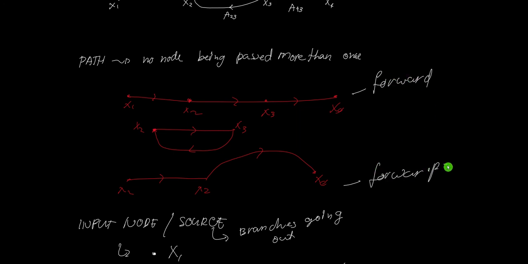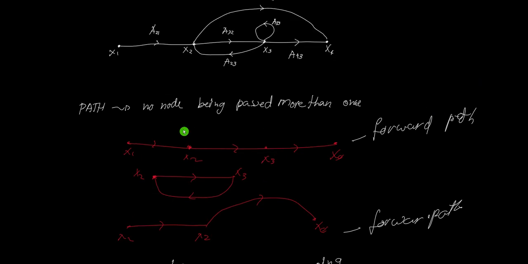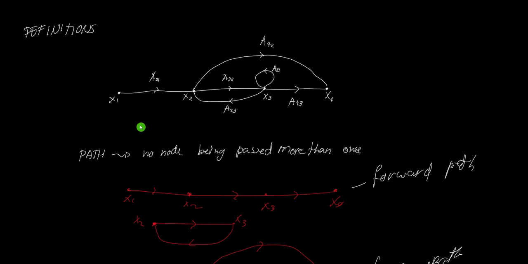We can have more than one, we can have more than two, as long as the input and the output are connected. But be careful, you need to follow the direction of the arrows. It's a path, so you need to follow the arrows. You cannot go the other way around. So for example, x1, x2, then you go here, a23.